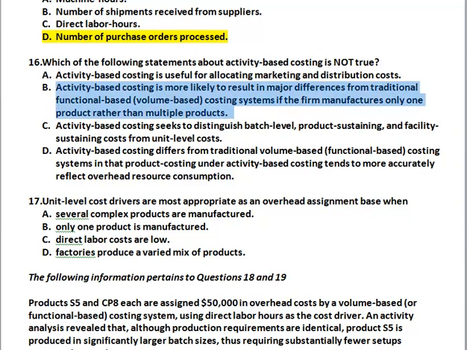Question 16, which of the following about ABC is not true? And your answer is going to be B. What is not true is that ABC is more likely to result in major differences from volume-based costing systems if the firm manufactures only one product rather than multiple. If they only produce one product, you don't necessarily need ABC.